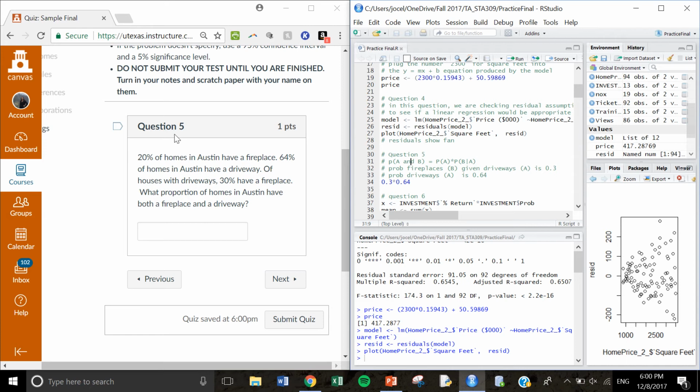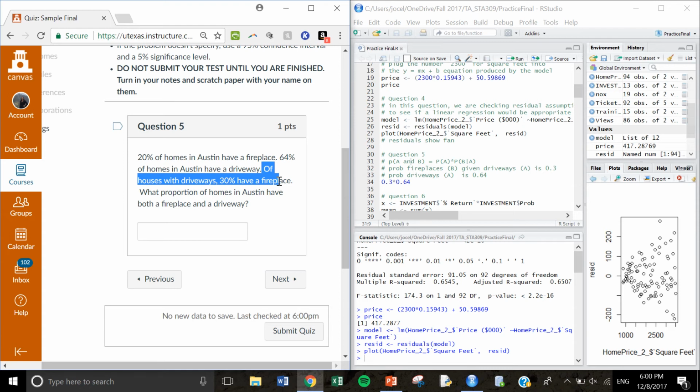So we have to look in this question, what did they give us? They gave us of houses with driveways, 30% have a fireplace. So when we look at this, that means probability of fireplaces given driveways is 0.3. Of houses with driveways, that means given driveways, 30% have fireplaces. So that means fireplaces is B, given driveways is A.